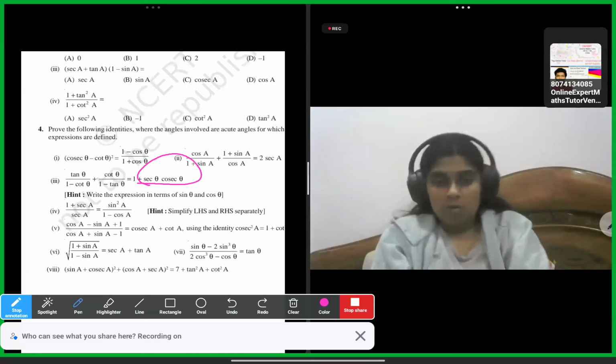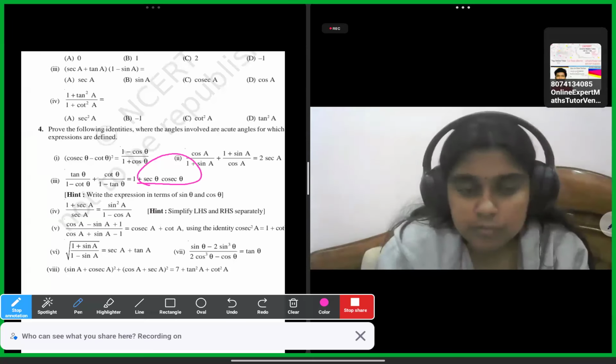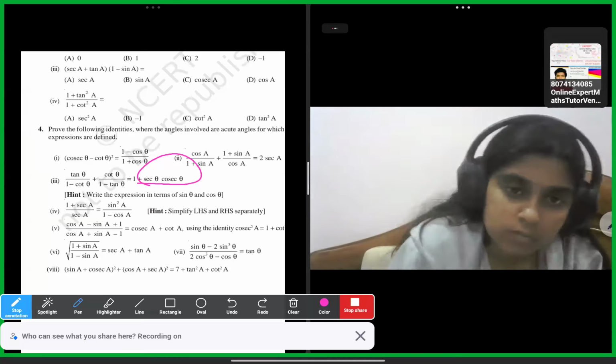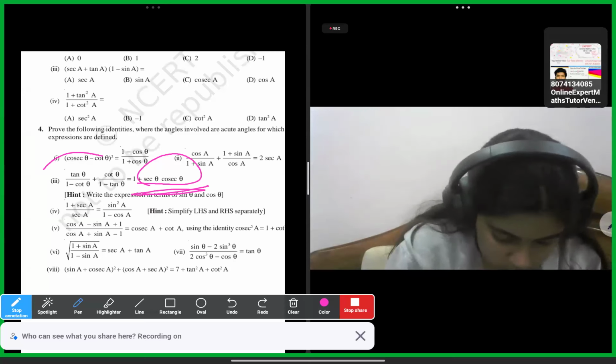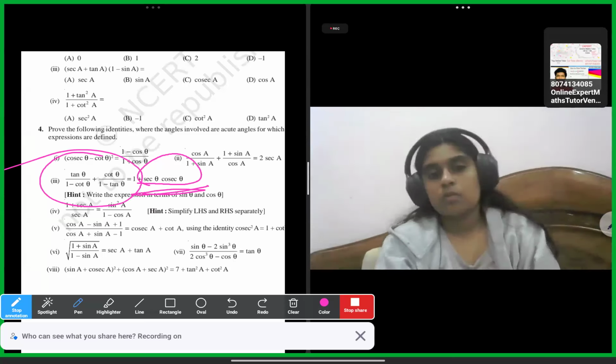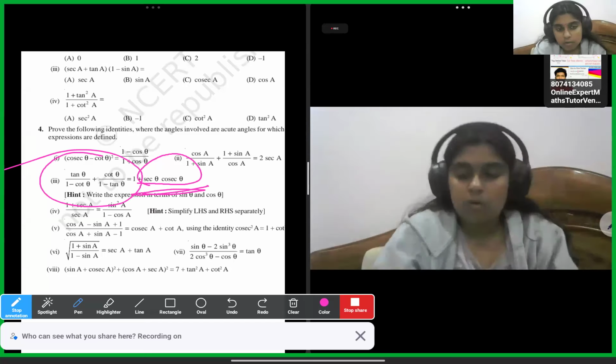Reciprocal of cos means we change it as secant. Reciprocal of sine means we can change it as cosecant. So because of that reason, here we have secant and cosecant on the RHS, whereas on the LHS we have tan and cot.